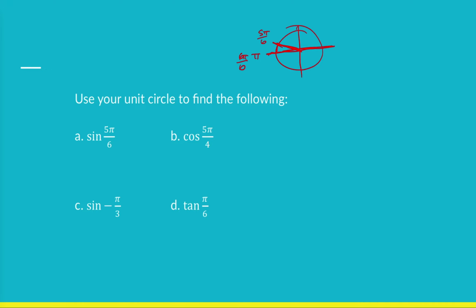And the sine here is 1/2. Pi is also 4 pi over 4. So 5 pi over 4 is going to be in quadrant 3. And the cosine there is negative root 2 over 2. Remember, when using your unit circle, that the coordinates of each point on the circle are the cosine and the sine, respectively.